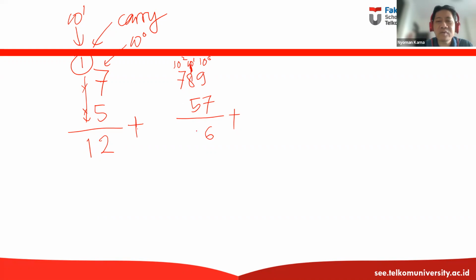Now 8 plus 5 is 13, plus 1 is 14. So we're going to put 4 here, and then 1 here. Why? Because 4 has the same weight as 8 and 5, and this carry of 1 has the same weight as 7. And then we add 1 with 7 to become 8. So the result is 846. Okay.